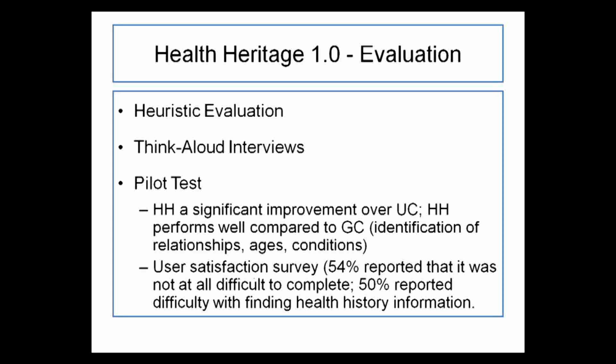And we also did a pretty significant pilot test where we compared Health Heritage and usual care, so just a primary care office. We compared those two to what we consider to be the gold standard in terms of family history gathering and interpreting, and that would be a genetic counselor and a genetic specialty team. And Health Heritage was, probably not to any of your surprise, a significant improvement over usual care, and it performed well compared to genetic counselors in terms of how many relationships and ages and conditions it identified. And we've actually pretty recently finally published this. If anyone's interested, I can get you the reference.